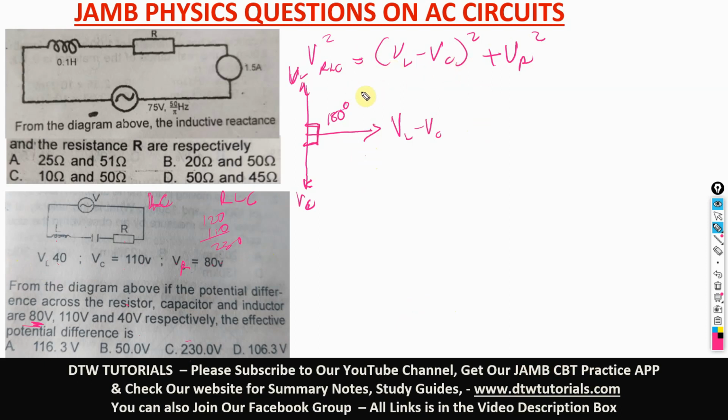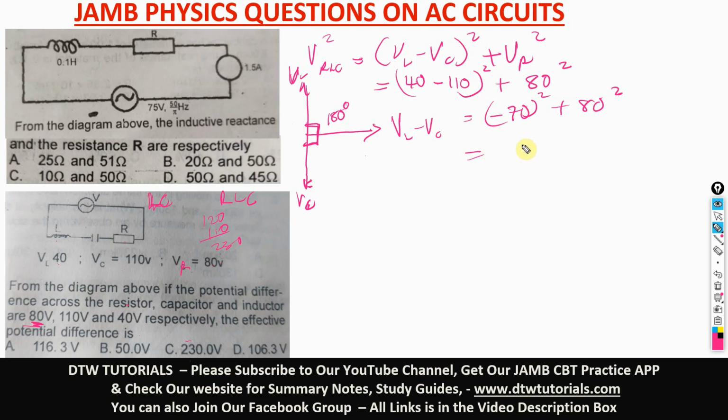So our total effective potential difference, let's write it here. VL is 40, minus VC, which is 110, squared, plus VR, which is 80 squared. So here 40 minus 110 is minus 70, squared, plus 80 squared. And minus 70 squared is a positive, right? If you use your calculator, I use a calculator for this.